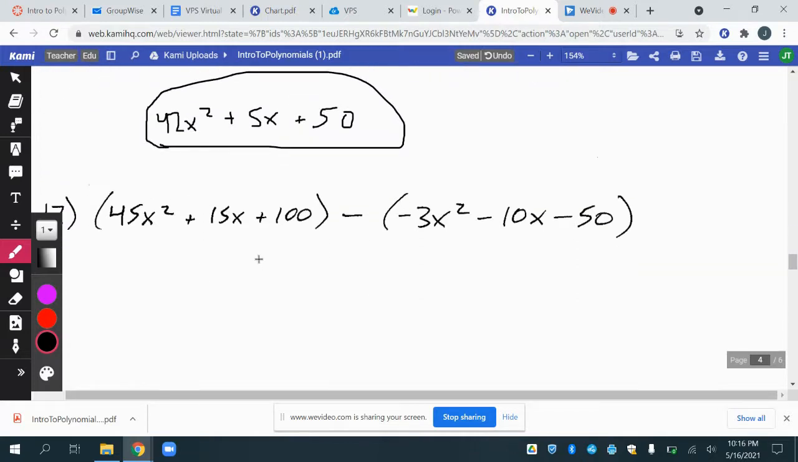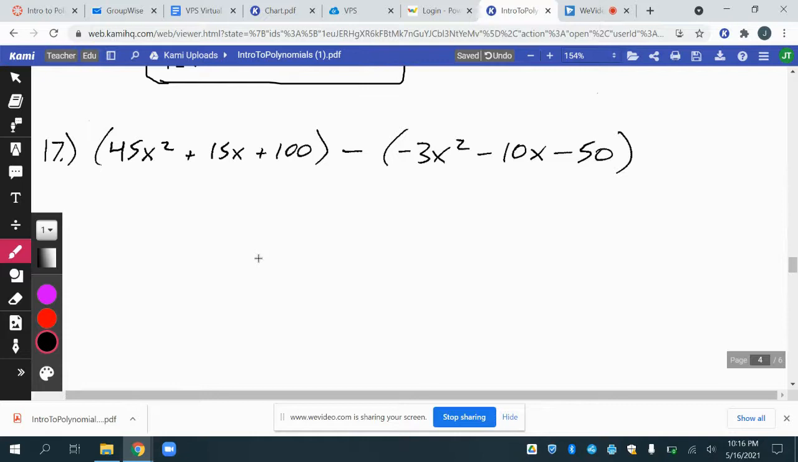After this assignment, you will be allowed to just write things like this. Where actually the next assignment, I'll want you to do that really fast. So let's try this. 45x squared, let's see, minus negative 3. Minus negative 3, that's plus. So that's 48x squared. 15 minus negative 10 is 15 plus 10, that's 25x. And 100 minus negative 50 is actually 100 plus 50, so that's 150.